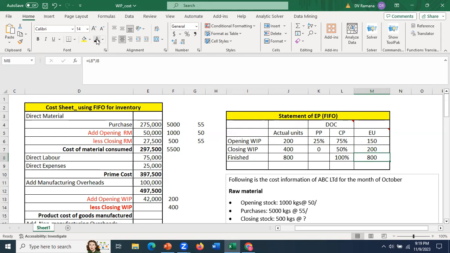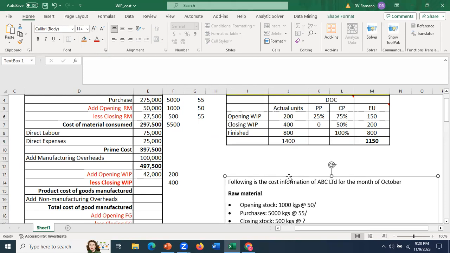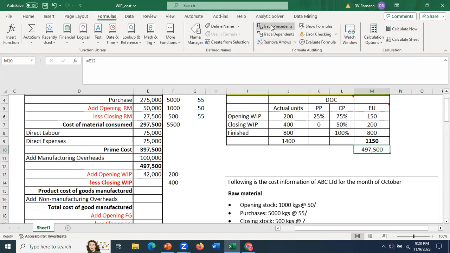But how many physical units are there? The total number of physical units there in the store or godown, whatever you say, is 1,400, right? 1,400 consists of 1,000 complete in every respect and 400 50% complete. So what is the corresponding EU of this 1,400 AU? Is 1,150. And this is an important number for us because on this unit, we have spent this 497,500.